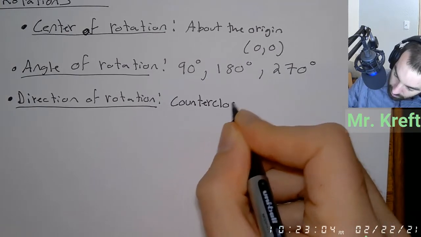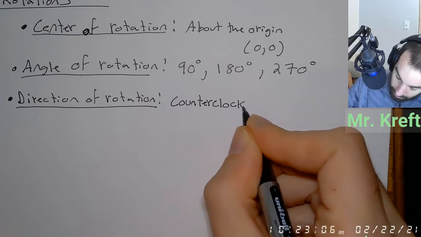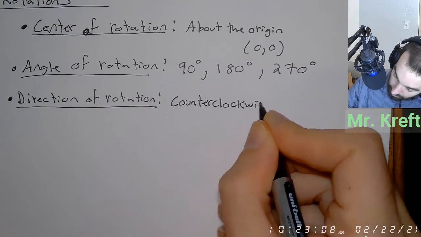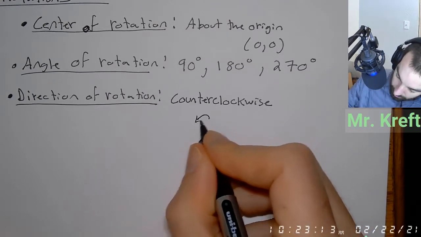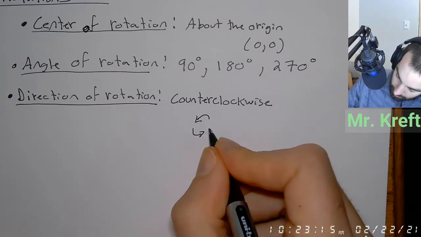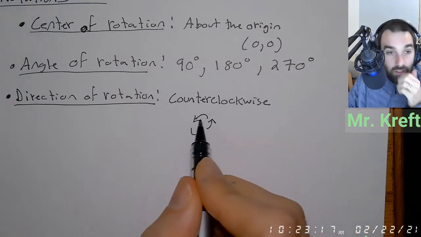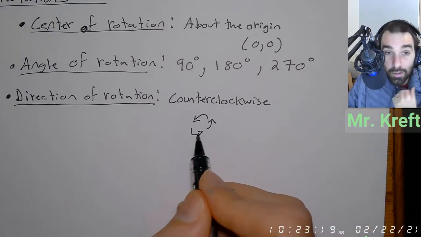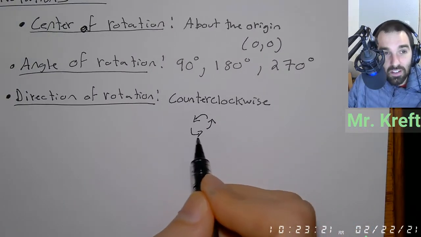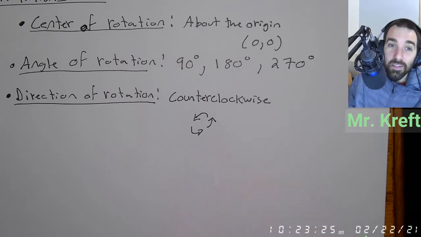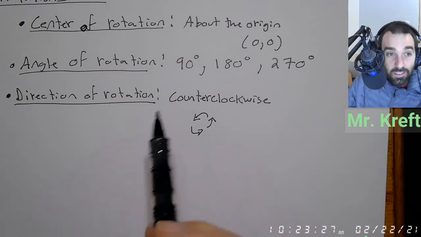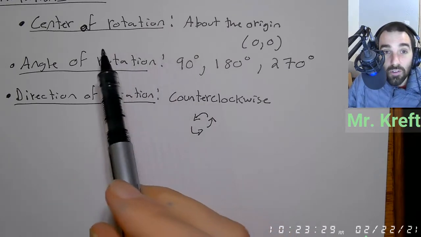It turns out that counterclockwise is really important in mathematics. So counterclockwise is this direction. And you can't say left or right because on the top it's going left, on the bottom it's going right. Okay, so counterclockwise is like this. So this is super important. Make sure you guys have this down in your notes.